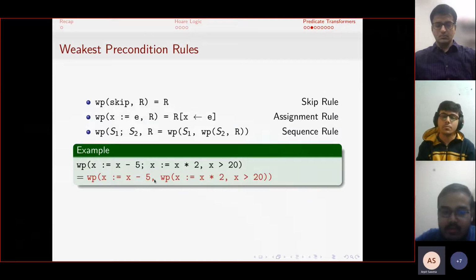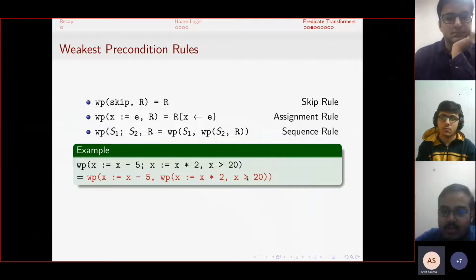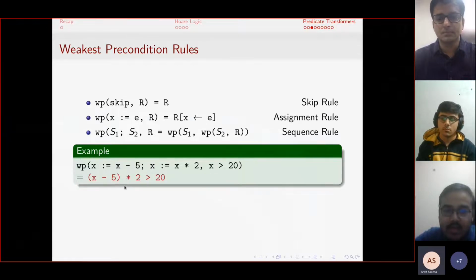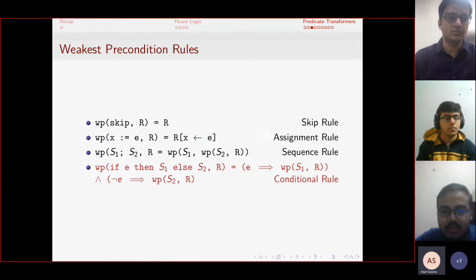So basically we'll first use the sequence rule to expand this. This is just the rule that has been applied here, and then we have used the assignment rule for deriving this. This is x times 2 > 20. Then we'll again use the assignment rule to derive this, and then what we get is the equivalent x > 15, which is the weakest precondition.